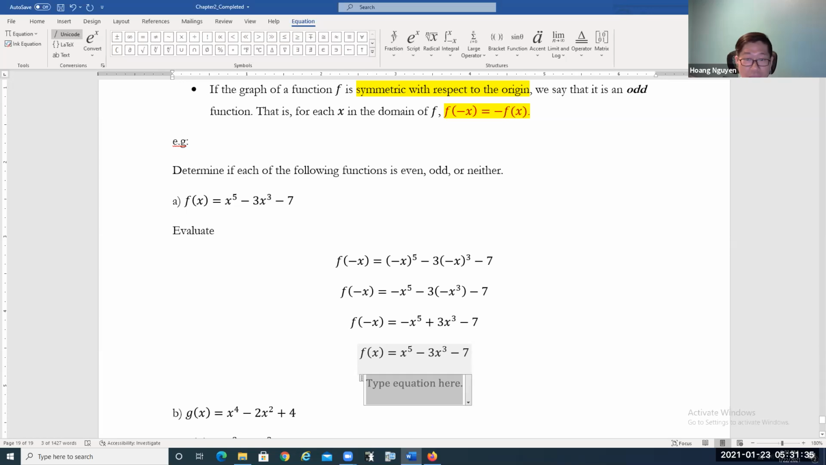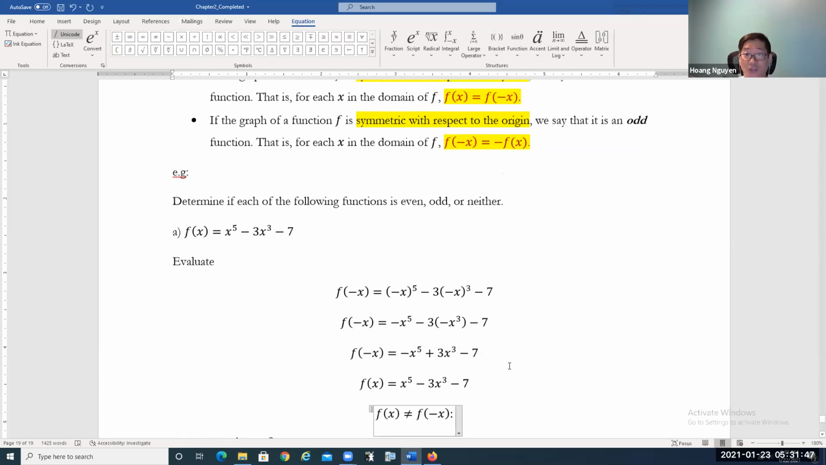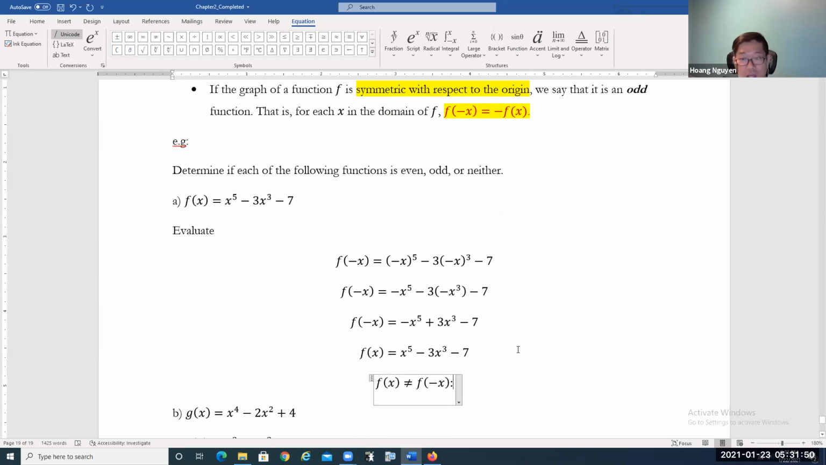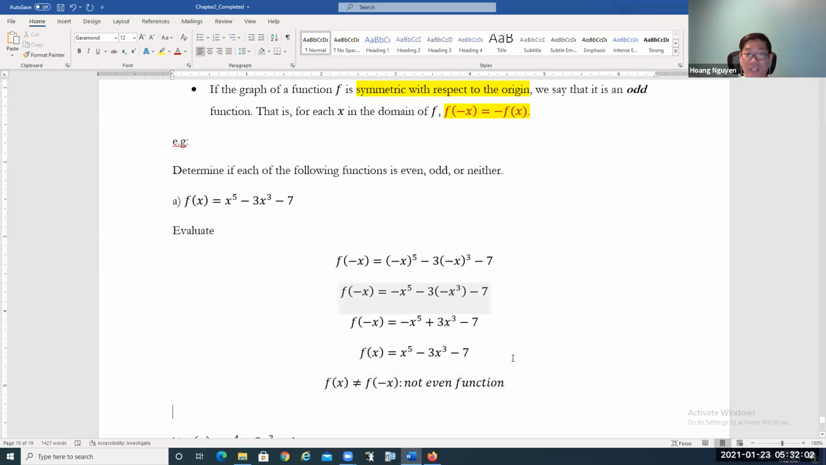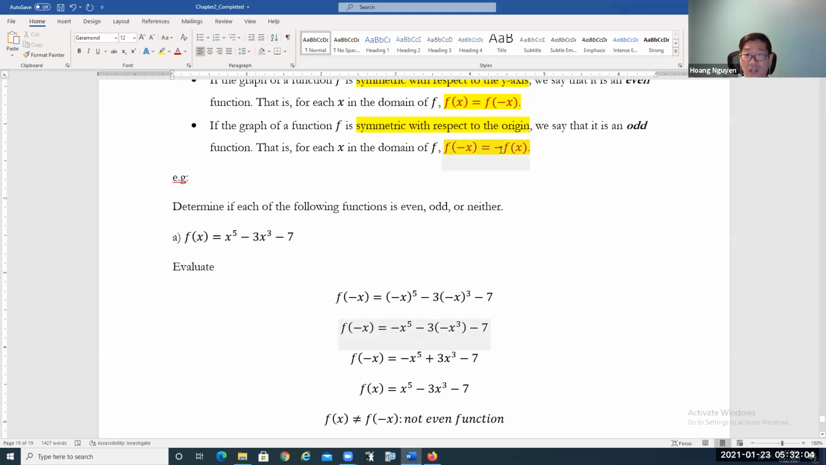So we have f of x not equal to f of negative x. If this condition is not true, then it's not even. So this function is not even. Is it an odd function? If you want to determine if this function is an odd function, you have to check the third condition: does f of negative x equal negative f of x?